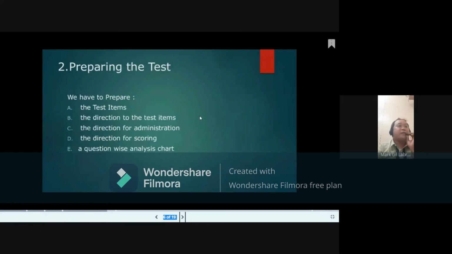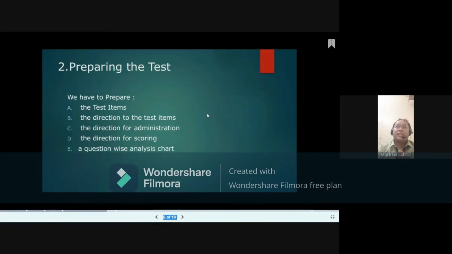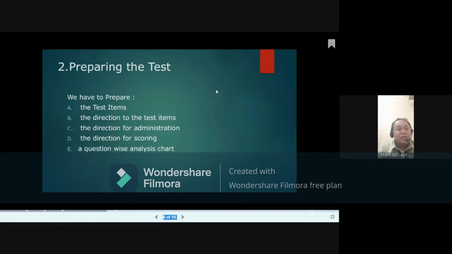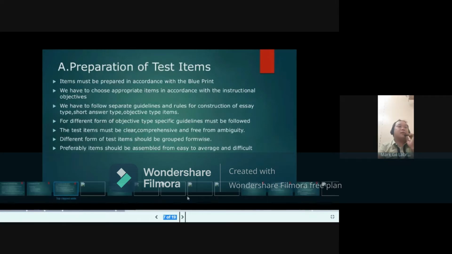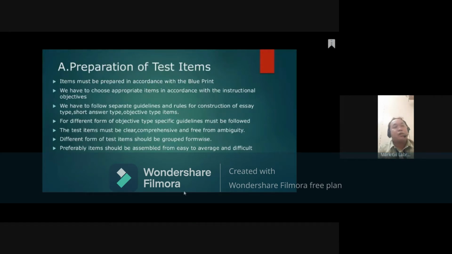Next, in preparing the test, we have to prepare first our test items. What are your test items? Is it fill in the blanks, multiple choice, and so on. Second, the direction to the test items. Of course, your direction should be clear. What else? The direction for administration, the direction for scoring, and a question-wise analysis chart. Okay. So let's start with the preparation of test items.